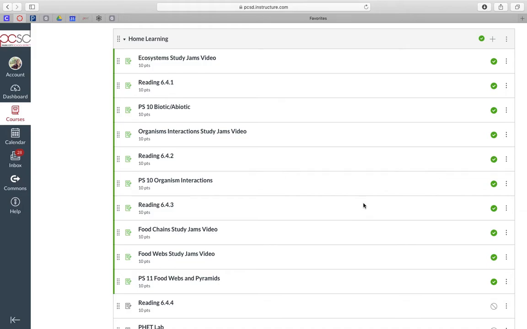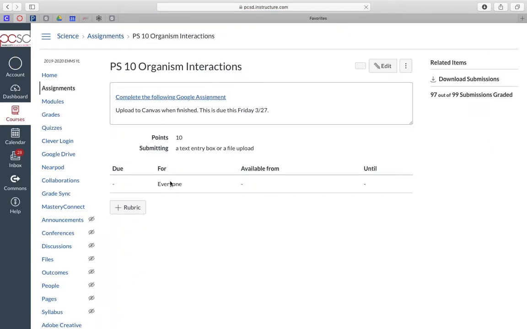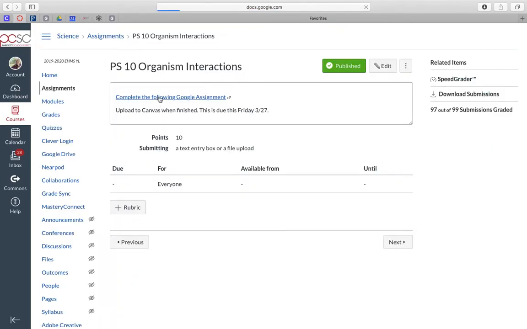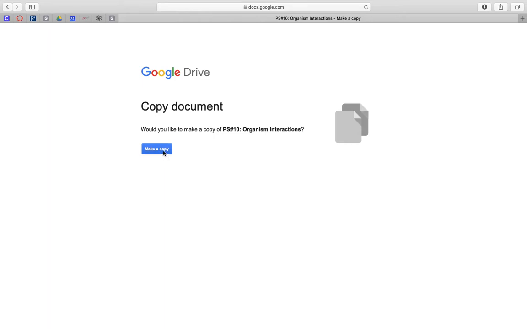And this is if you haven't done week 1, 2, or 3's work. Week 4 is going to be some review stuff, so that'll be a little bit different. So what I'm going to do is click into PS10 Organisms Interactions so I can get into the slideshow. You have already done this, hopefully. It required you to make a copy, and then once your copy was here, you could go ahead and start working through.